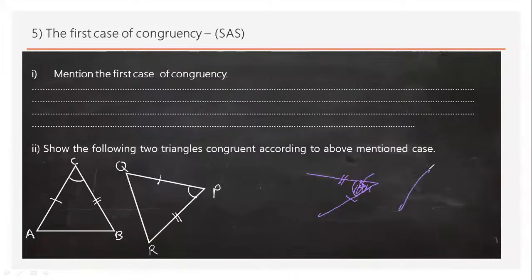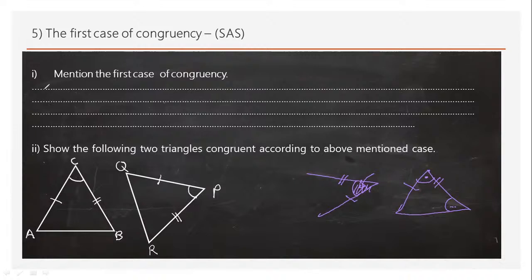Let's say this side and this side are equal, and the angle is here. So this is not the included angle, right? It should be here. This is the included angle here, right? Then if two sides and the included angle of one triangle are equal to two sides and the included angle of another triangle, then the two triangles are congruent, right? Then the two triangles are congruent.